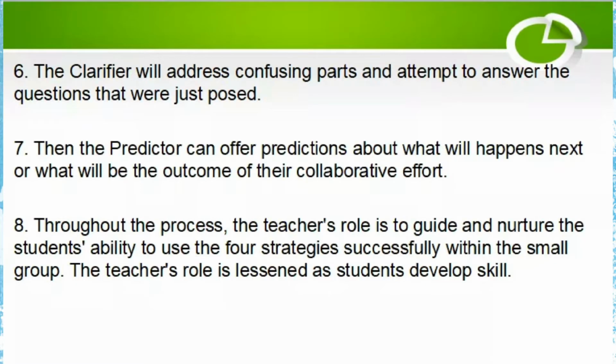Number 6, the clarifier will address confusing parts and attempt to answer the questions that were just posed. So that will be the role of the clarifier. Then number 7, the predictor can offer predictions about what will happen next or what will be the outcome of their collaborative effort. In addition, the predictor discusses also the predictions they made before, during, and after reading the text. Number 8, throughout the process, the teacher's role is to guide and nurture the students' ability to use the 4 strategies successfully within the small group. The teacher's role is to listen as students develop skill.